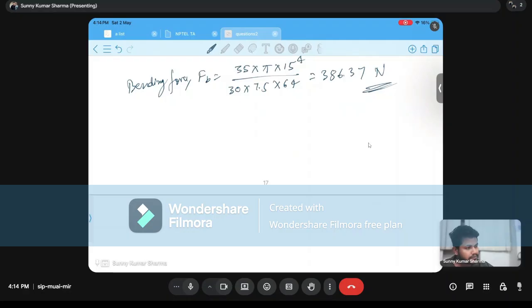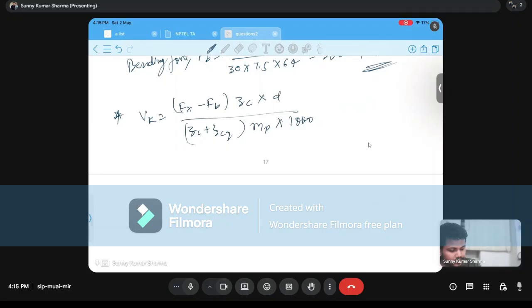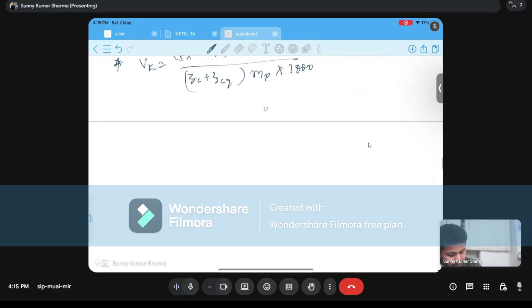That is calculating the inertia force component, Fx. From the equation which we have studied in the initial slides, Vk is equal to Fx minus Fb into Zc into diameter by Zc plus Zcg into Mp into 1000. So with this expression we can solve that question.